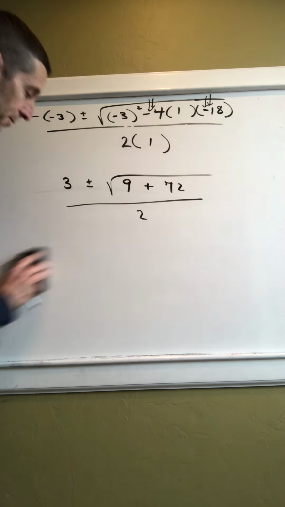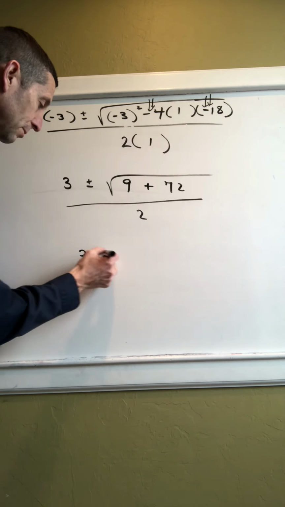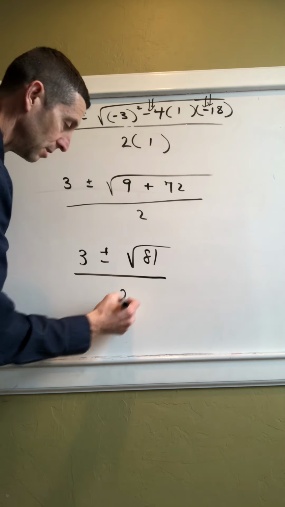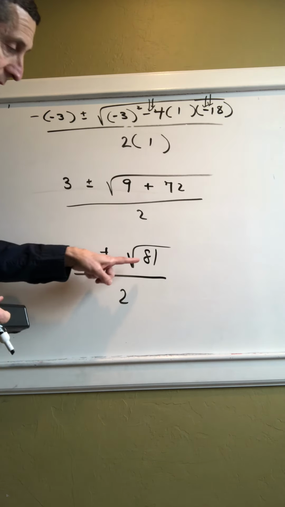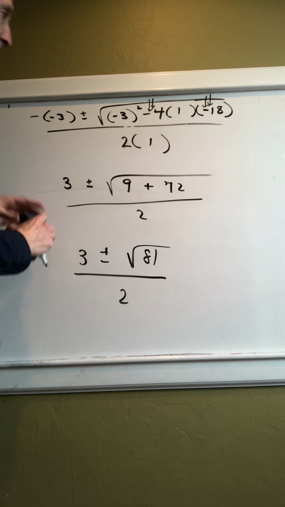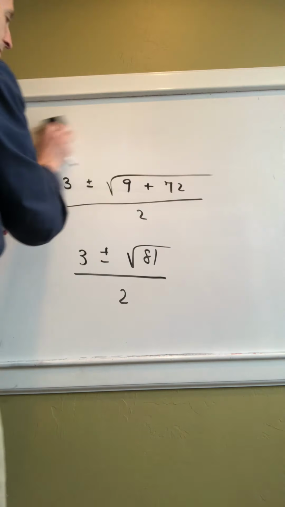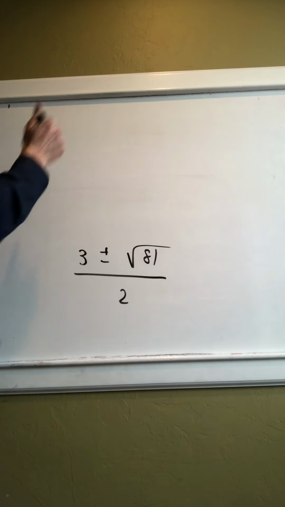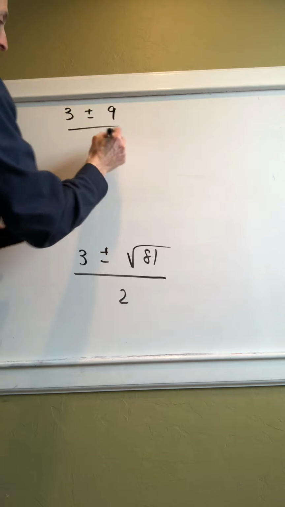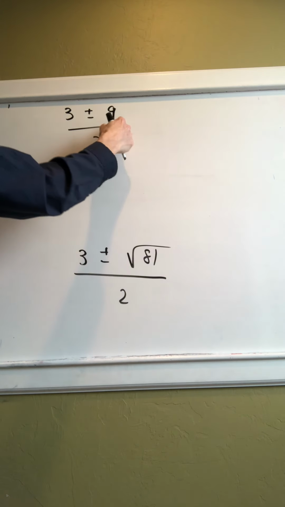All right, let's start cleaning up the mess. Here we go. We've got 3 plus or minus the square root of 9 plus 72, that's 81. And again, we catch a huge break. The 81's a nice, neat number. No stress. Square root of 81 is going to be 9. So you've got 3 plus or minus 9 over 2. So it was square root of 81. That becomes 9.